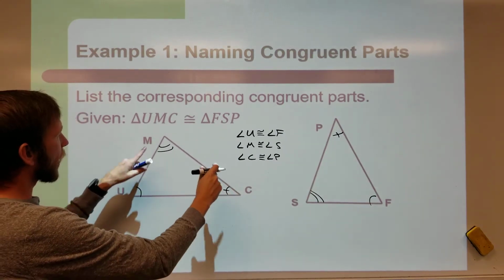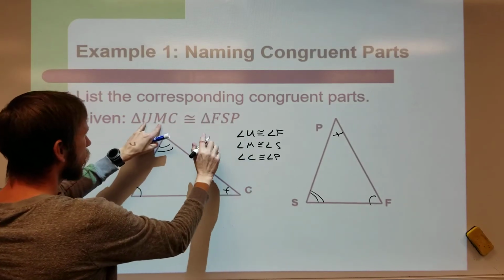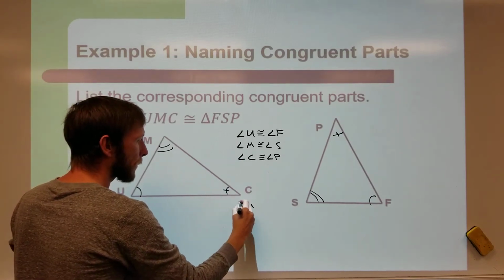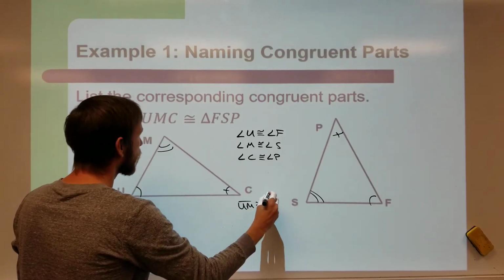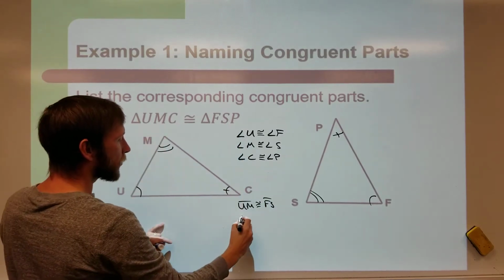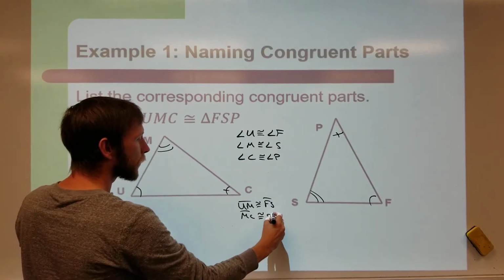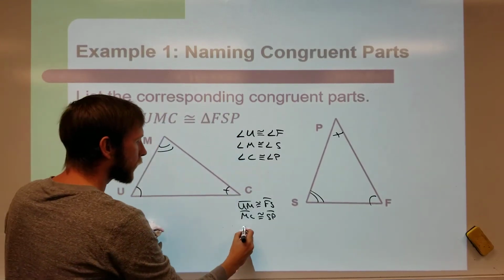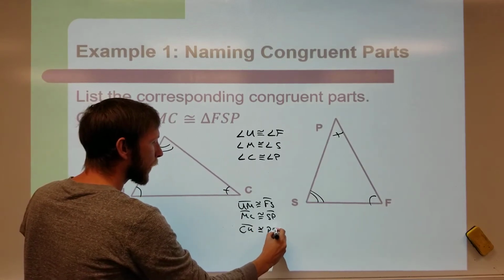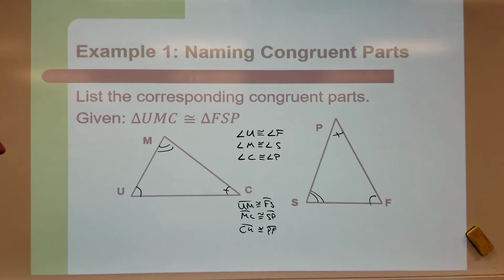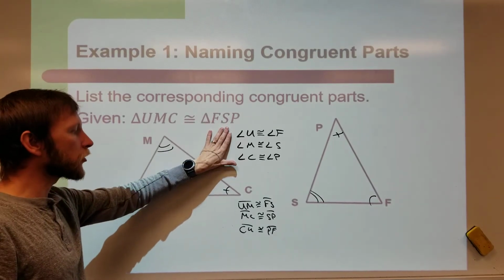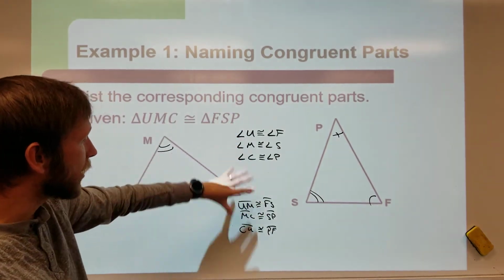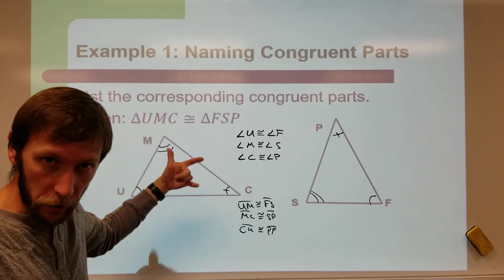But what I'm going to do next is recognize that the order of the letters matters. So that means UM corresponds with FS. It also means that MC corresponds with SP. And then it means that CU goes with PF. Therefore, we can show that these 3 pairs of angles are congruent, these 3 pairs of sides are congruent, these 6 congruent statements can be made given the triangle congruence statement.